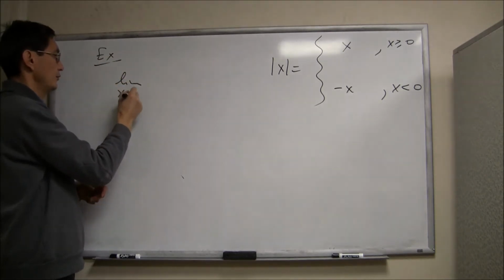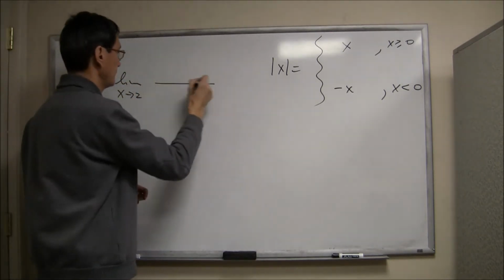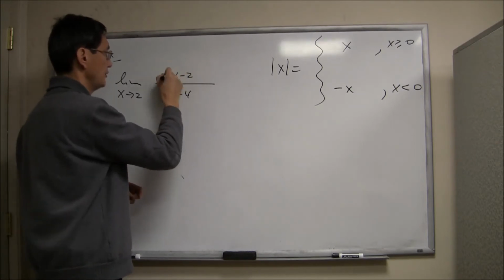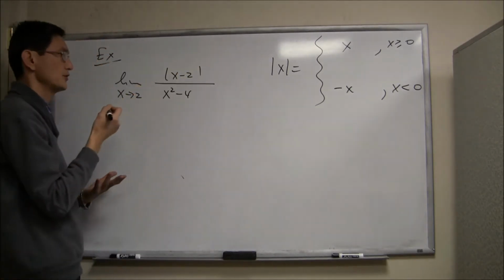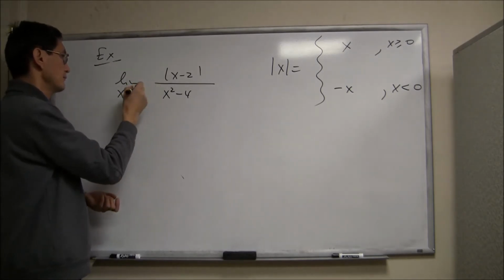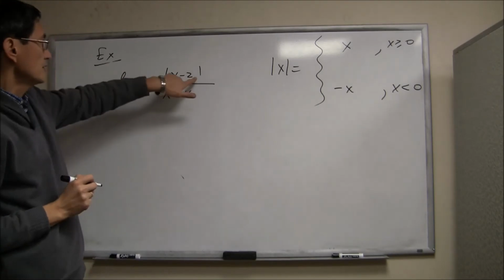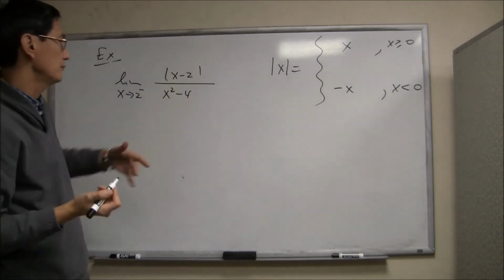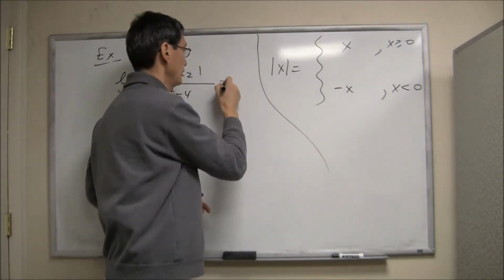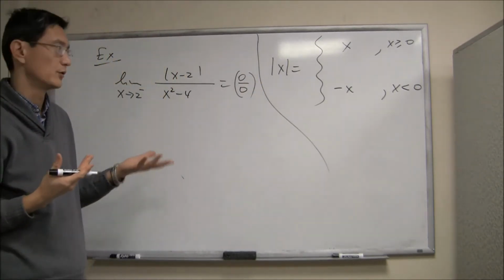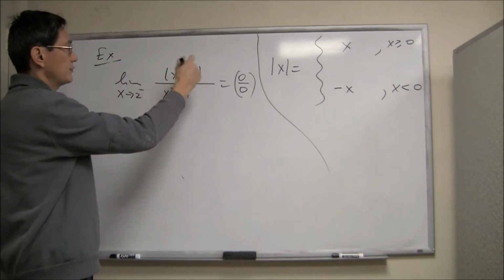Limit as x approaching 2, x squared minus 4 over x minus 2, absolute value, and let's pick x approaching 2 from the left. So we want to get rid of absolute value. Firstly, I guess we can plug it in and see that we have trouble with calculating the limit, 0 over 0. So we want to get rid of absolute value.